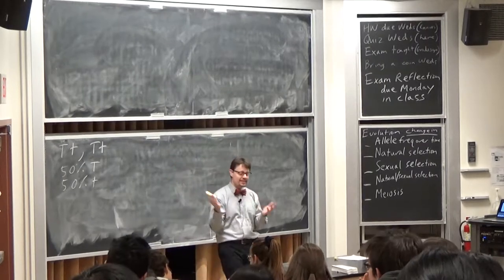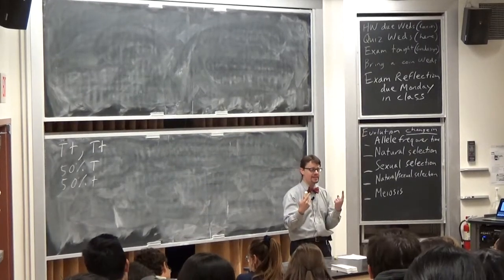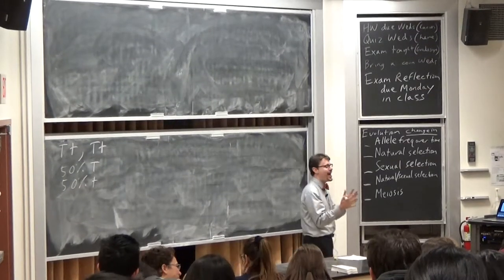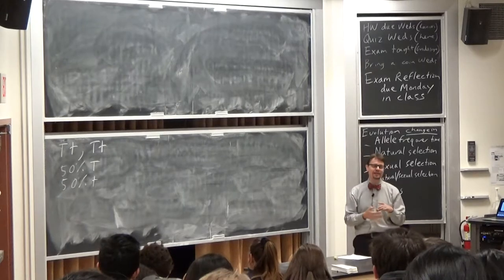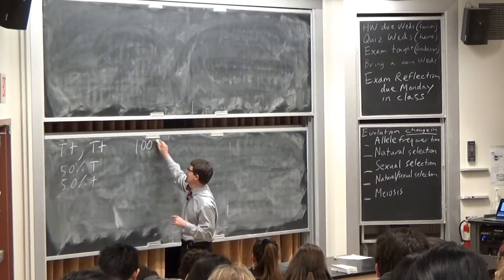Okay, now, these two people are going to have 1,000 kids. If they have 1,000 kids, what are now the genotype frequencies of those kids going to be? So let's take like a minute and a half, work that out with whoever's around you, figure out, so of those 1,000 kids, what are the expected genotypes?